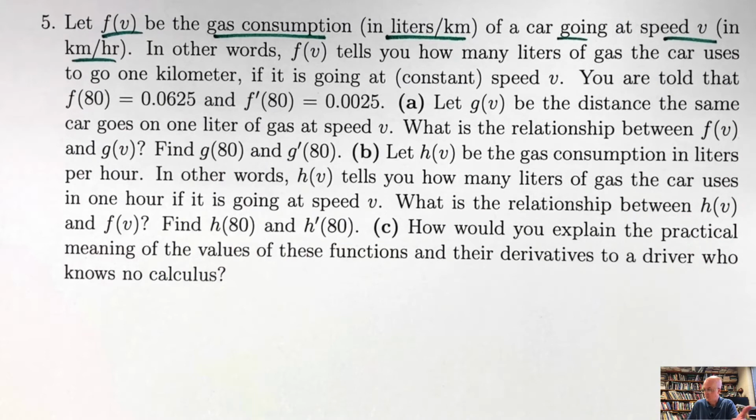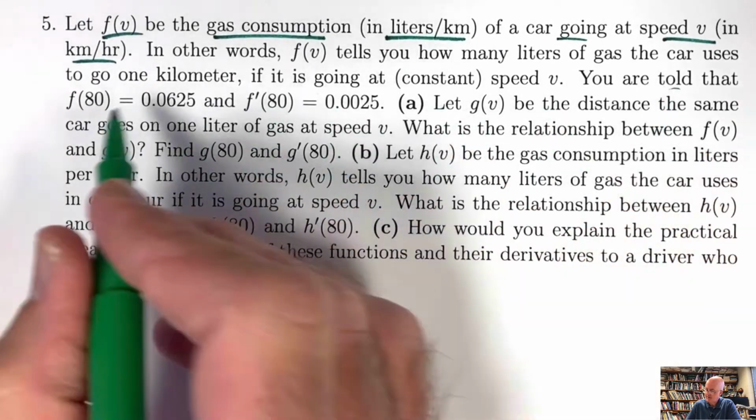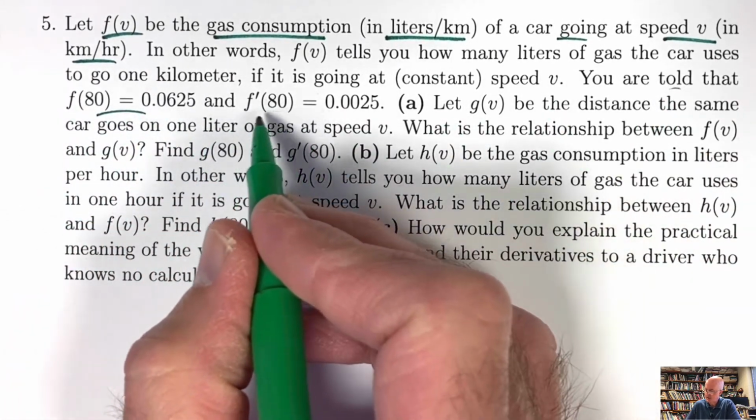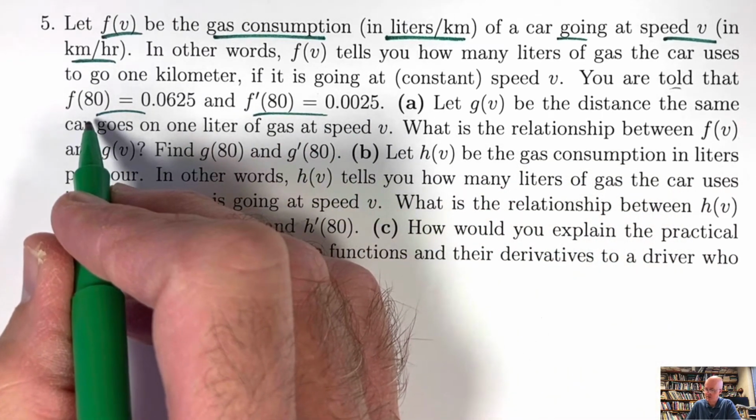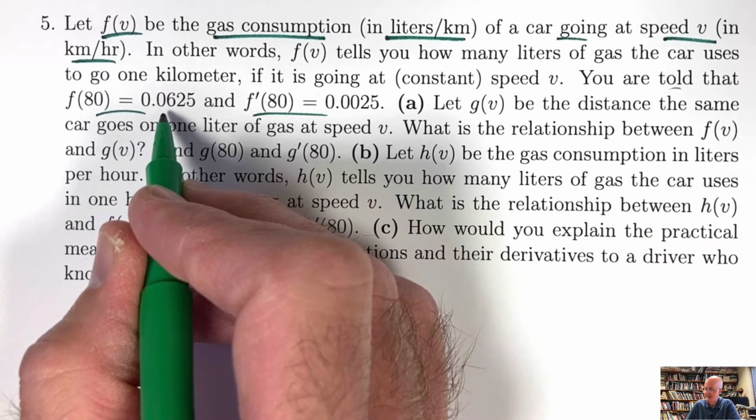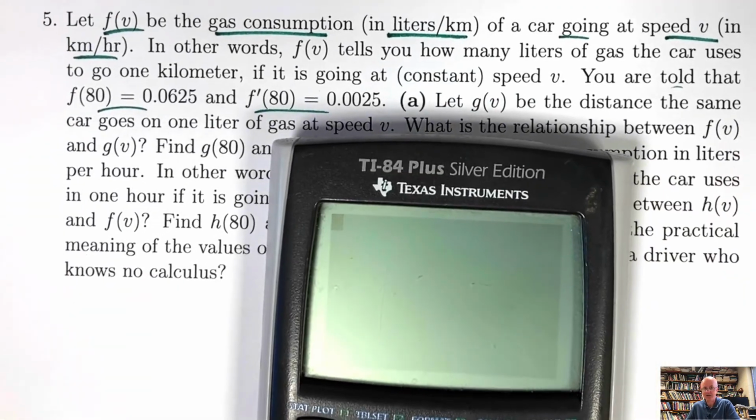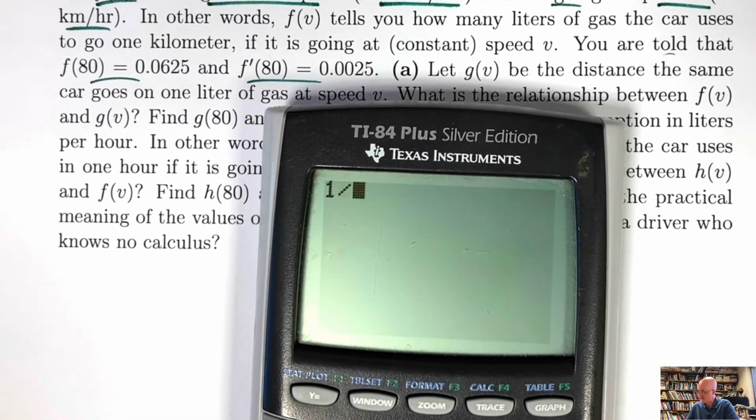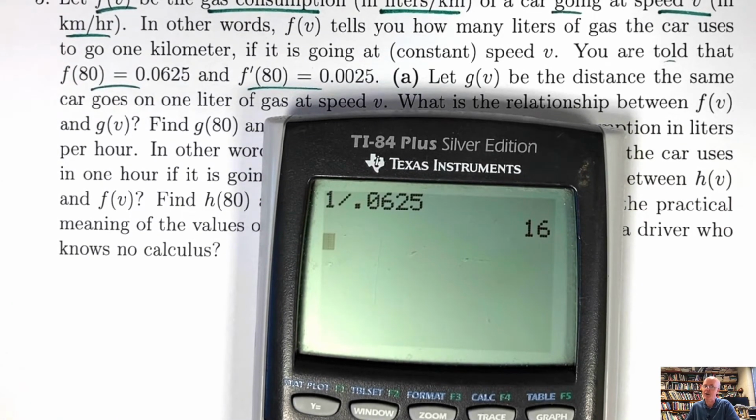You wouldn't use many liters of gas to go 1 kilometer. You are told that f of 80 equals 0.0625 and f prime of 80 equals 0.0025. When you've got the cruise control set to 80 kilometers per hour, you use 0.0625 liters of gas to go 1 kilometer. I did pick this 0.0625 kind of special. 1 over 0.0625 is a nice number. It's 16, ultimately meaning you go 16 kilometers on 1 liter.